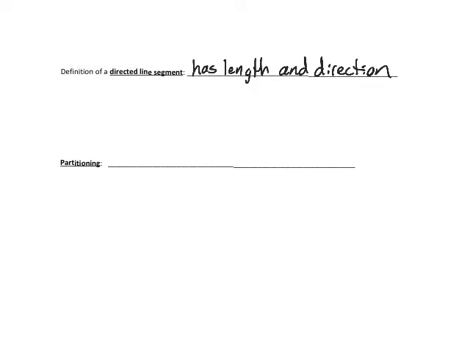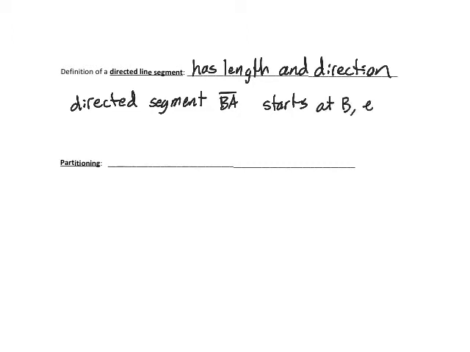For example, if I say directed segment BA, that means it starts at B. So that's our beginning point, and that's going to matter when I show you the process for how to divide up a line segment. It starts at B, ends at A. And that's because the B is the first letter that you see. So the beginning point is the one on the left, the end point is the one on the right.